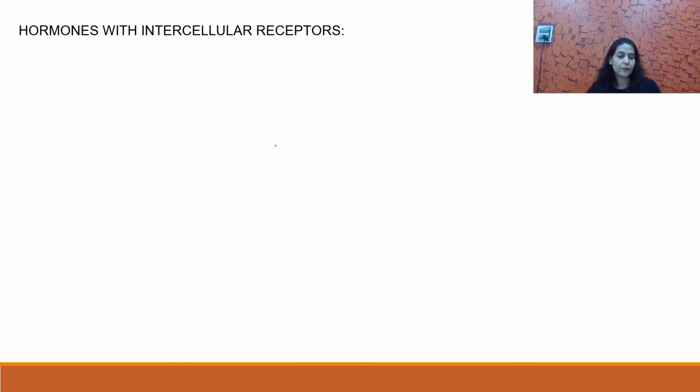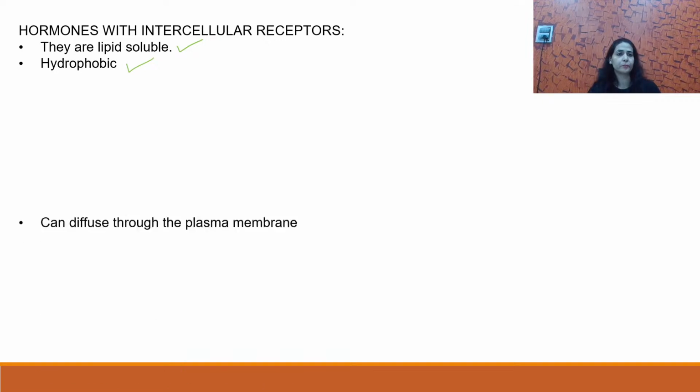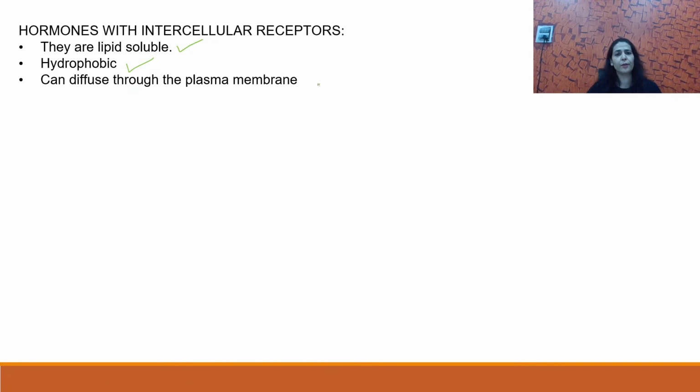Hormones with intracellular receptors. This is the last part of the session today. Quickly we'll see what it is. It has to be opposite to what we have learned till now. These hormones are lipid soluble. They are hydrophobic, which means they cannot be soluble in water. They can diffuse through the plasma membrane, which means their size is not a problem.